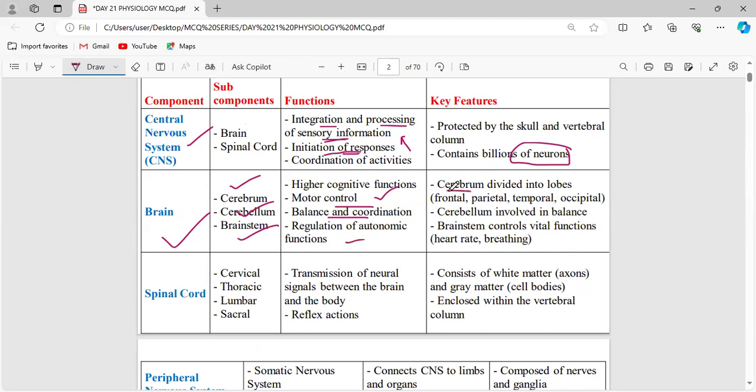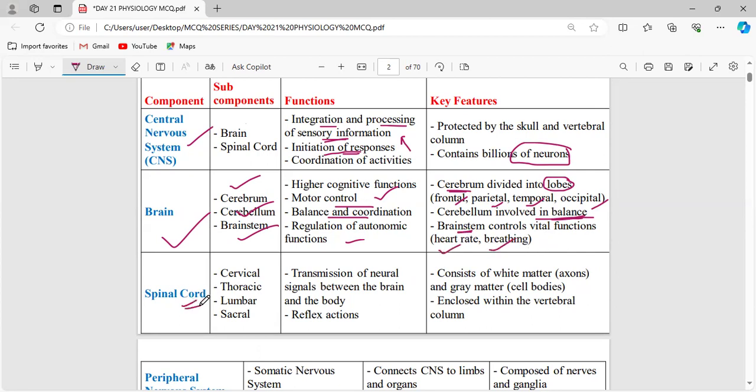Now here the cerebrum is divided into many lobes. What are those lobes? Frontal lobes, parietal lobes, temporal lobes, and occipital lobes. The cerebellum is involved in balance. The brain stem controls vital functions, including the heart rate and the breathing rate.